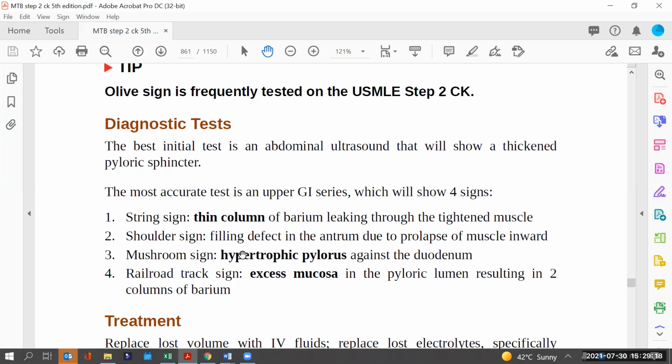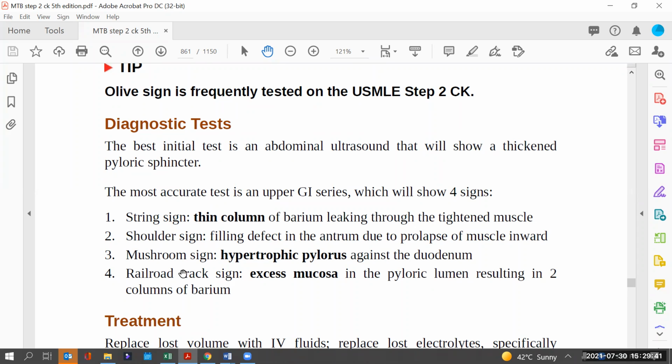Then we can see the shoulder sign, a filling defect in the antrum due to prolapse of the muscle inward. Because of the prolapse of the muscles that form the pyloric sphincter, we can see the antrum is actually not filling too much. That sign is called the shoulder sign. So we can appreciate the shoulder sign here as well.